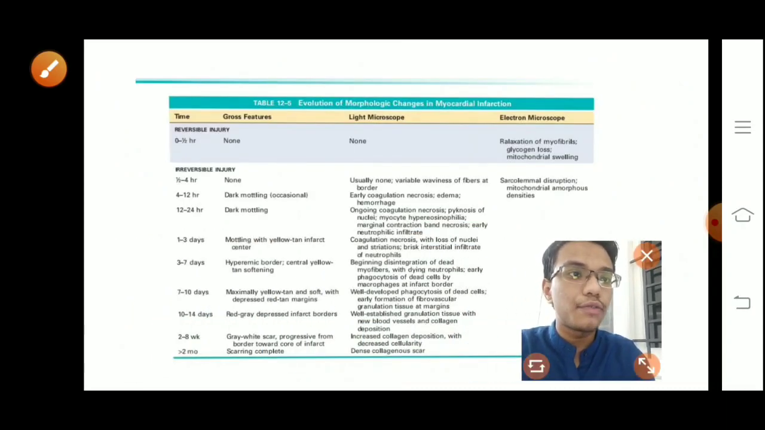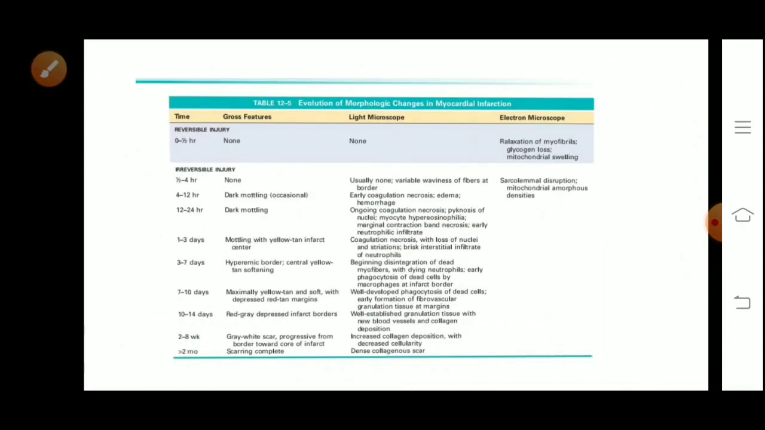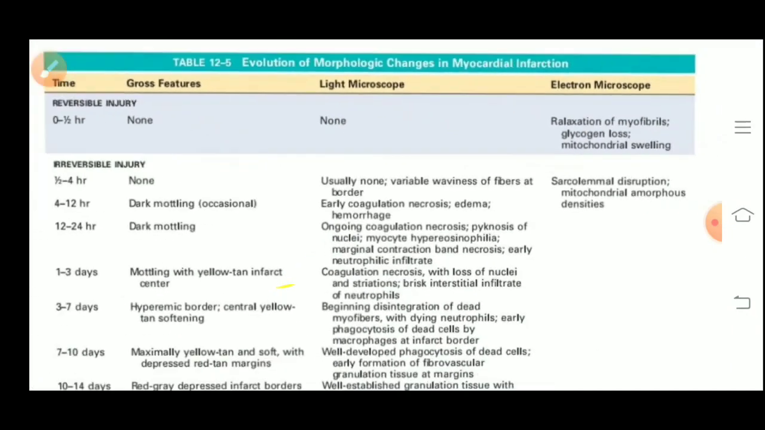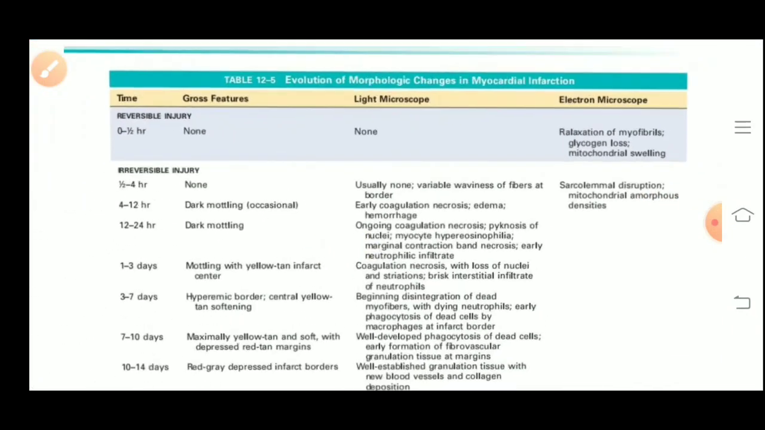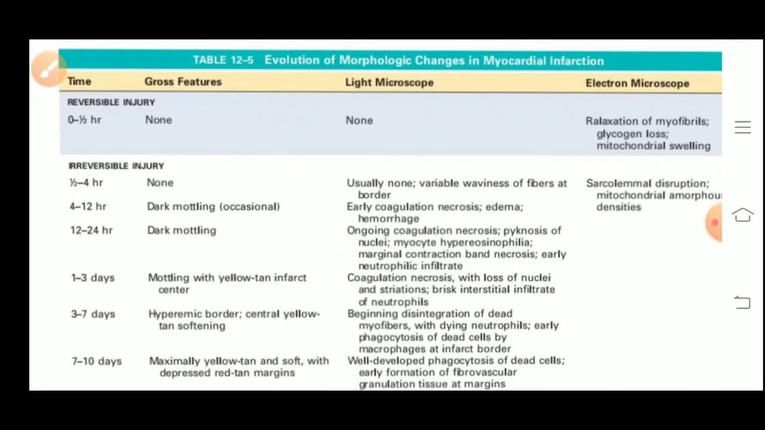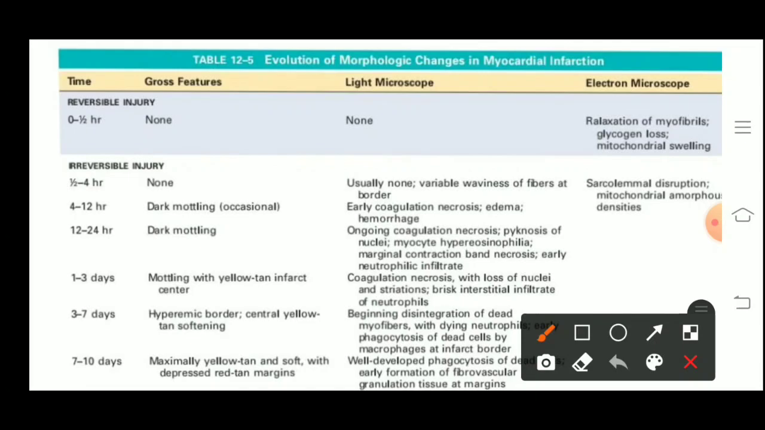Now just try to concentrate on this picture, that is, this table. Here the heading is evolution of morphologic changes in myocardial infarction. Here you have gross features, and microscopic features, that is, the light microscope and electron microscope. Electron microscope we don't need now. We will discuss mainly the light microscopic features as well as the gross features.